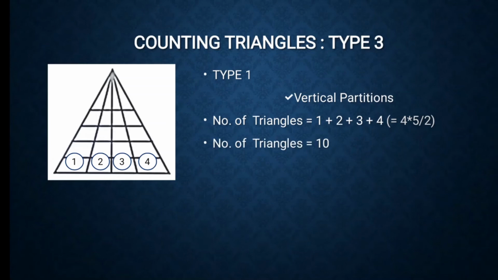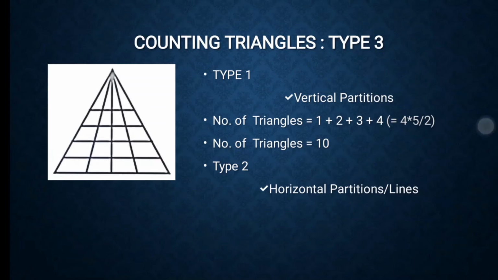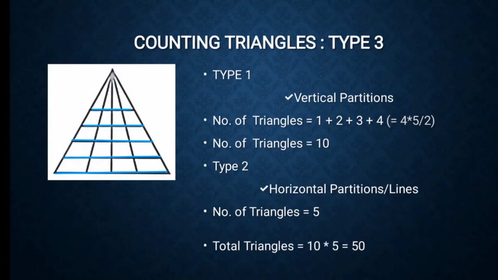Now in the second type, you have to count the horizontal partitions or the horizontal lines. In this case, you are forgetting about the vertical partitions altogether. So the number of horizontal lines I have is 5. So the number of triangles is also equal to 5. Now to get the total number of triangles for this figure, I'll just multiply these two numbers, that is 10 into 5 is equal to 50. That is the product of the number of triangles in both the cases.